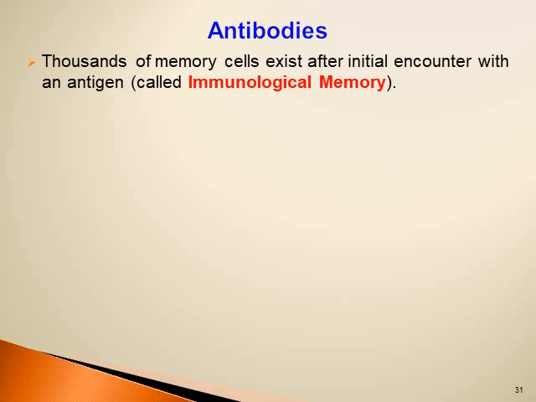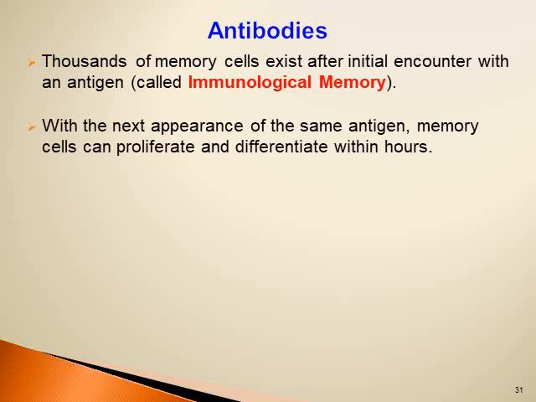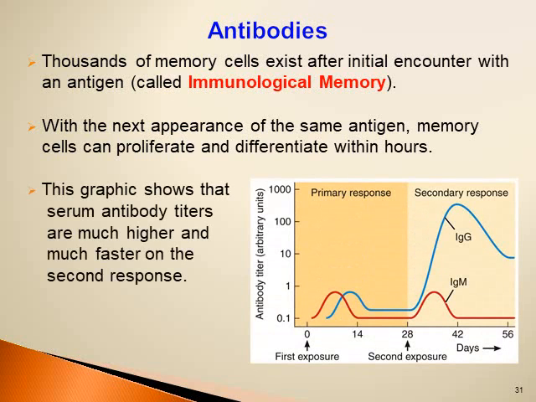Thousands of memory cells exist after the initial encounter with an antigen, and this is called immunological memory. With the next appearance of the same antigen, memory cells can proliferate and differentiate within hours. This graphic shows that serum antibody titers are much higher and much faster on the second response, and this is the advantage of immunological memory.